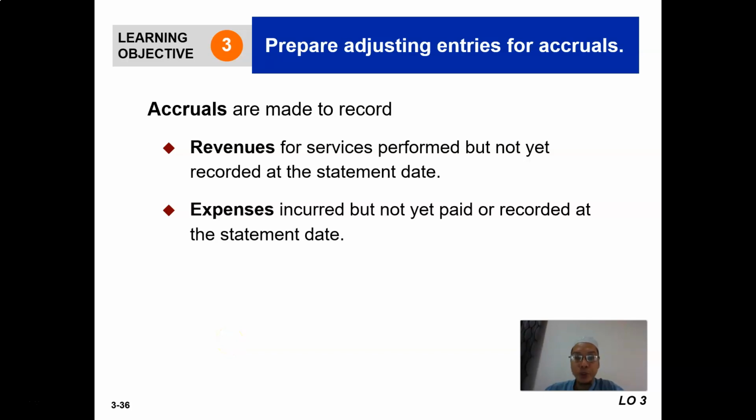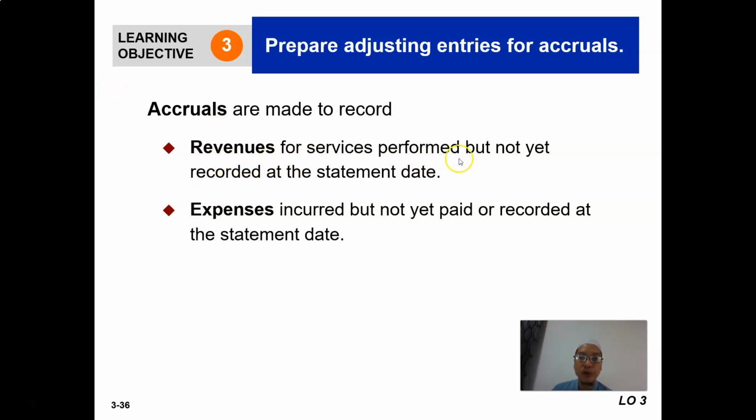In the previous video, a very long video, we looked at adjusting entries in the case of deferrals. Under deferrals there are two major types, which are prepaid expenses and unearned revenue. Now we will look into the other major type of adjusting entry, which is accruals.